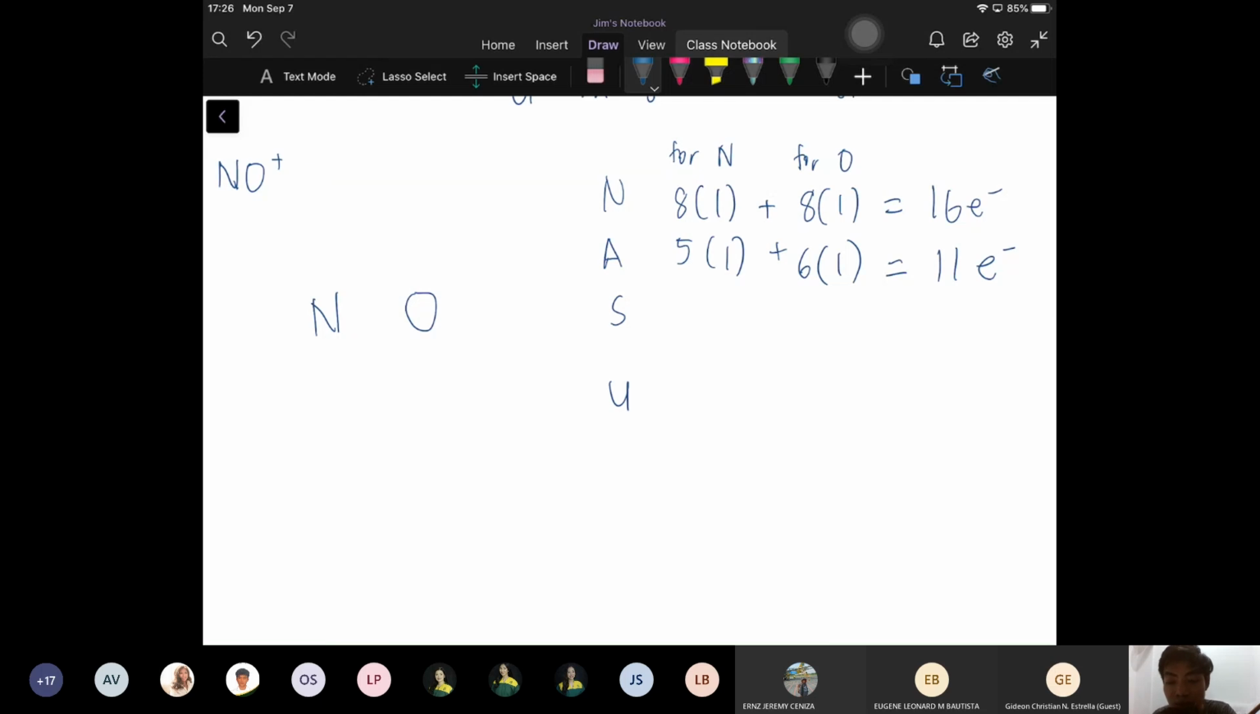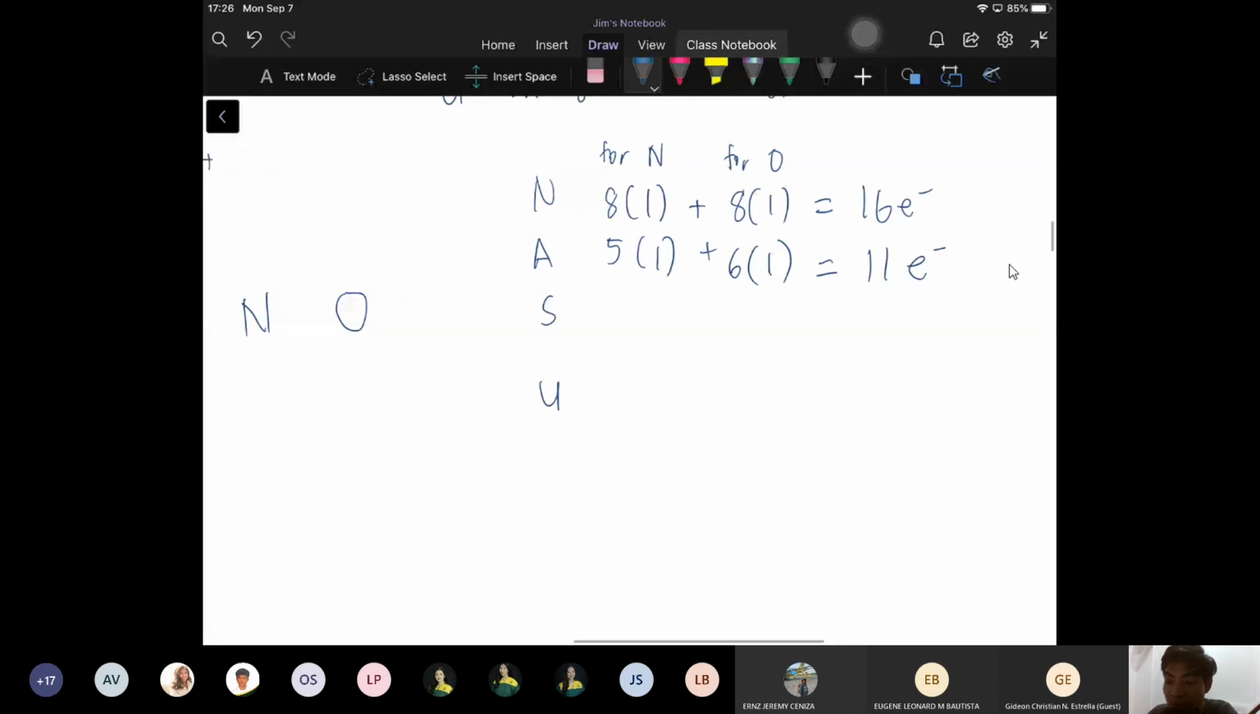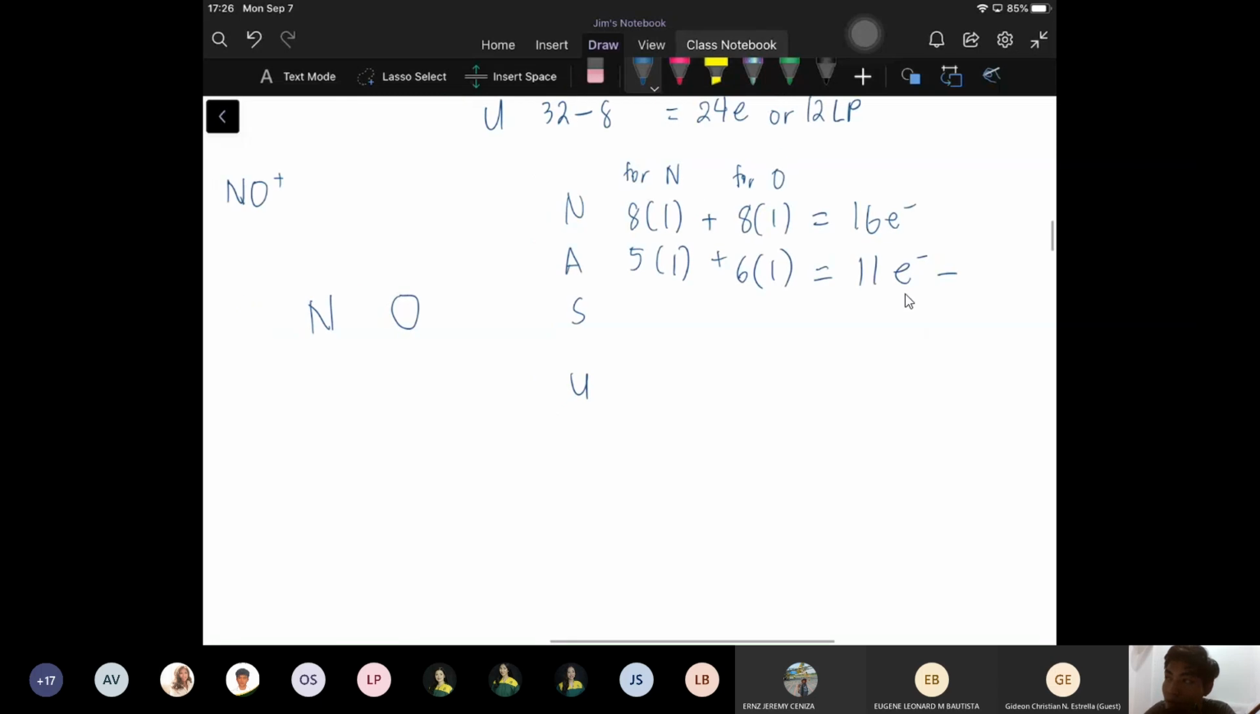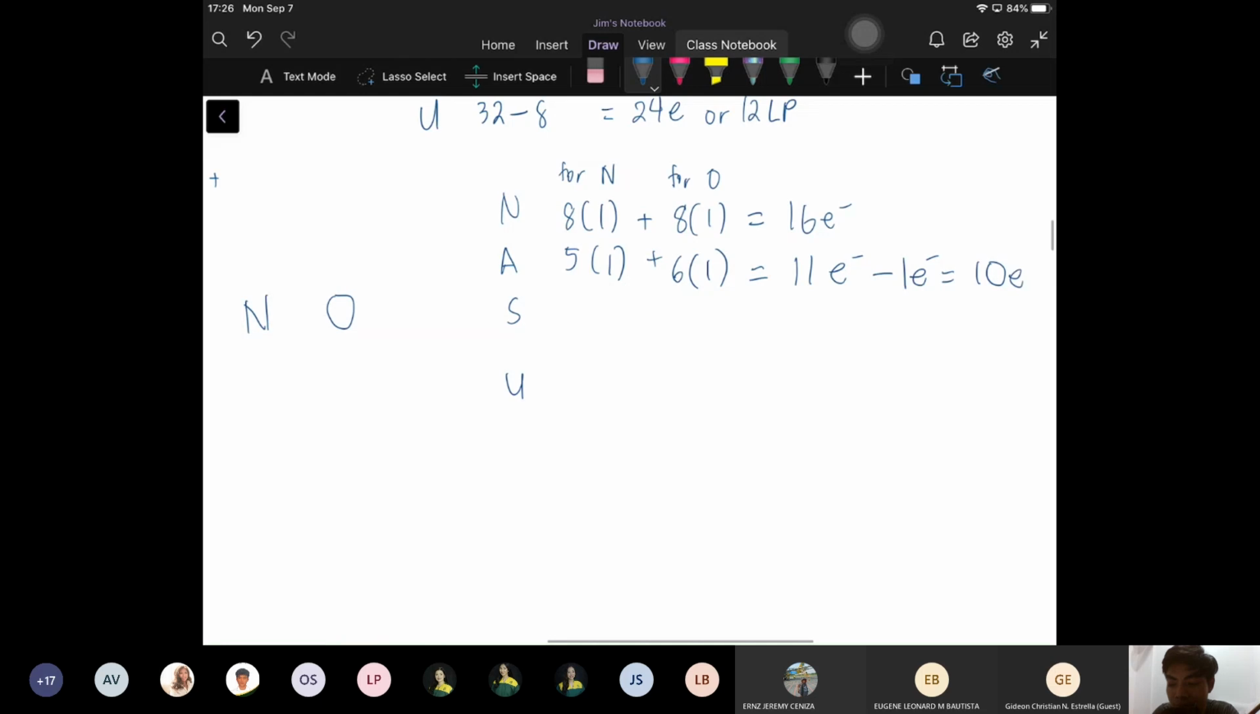If the charge of your molecule is positive, that means you have less available electrons. Ibig sabihin yan, hindi siya 11 talaga. Paano mo malalaman kung gaano karaming ibabawas mo sa available? Just look at the number sa charge, no? Pag wala nakalagay, 1 yan. So, positive 1 yan. So, that means ilang electrons yung kulang? Isang electron. So, magma-minus 1 electron tayo dyan. So, magiging 10 yan, no? So, magiging 10 electrons na lang yung available natin. Hindi na 11 because of the charge.